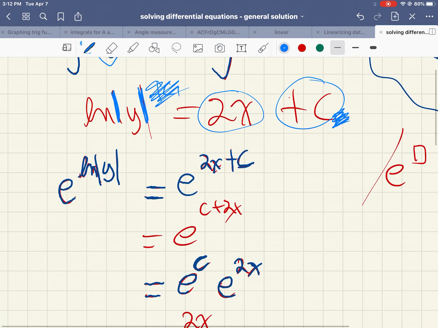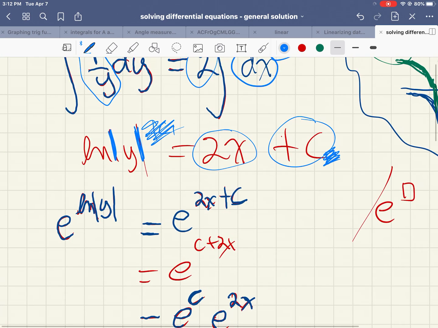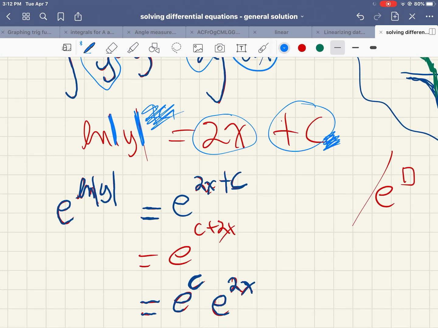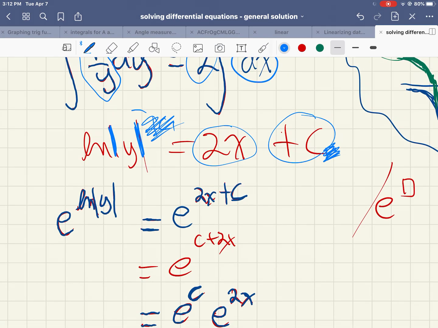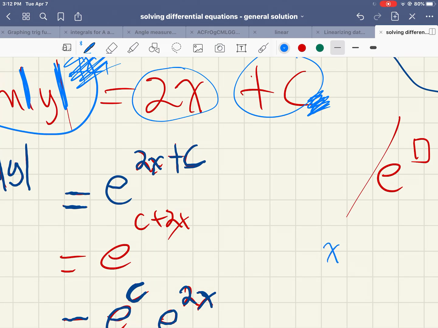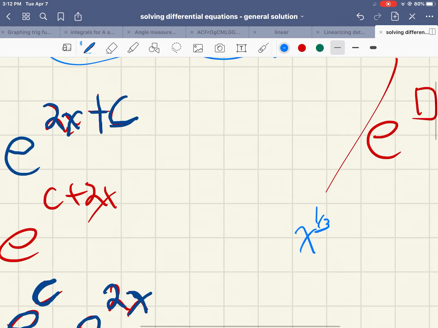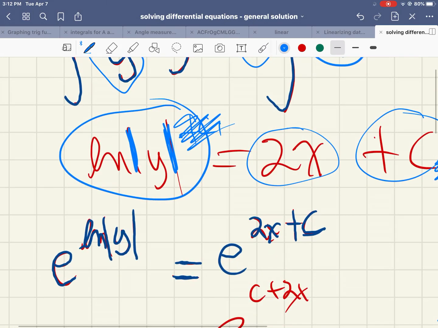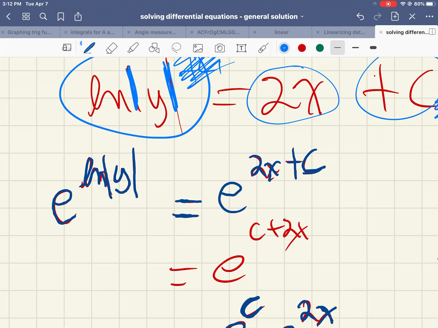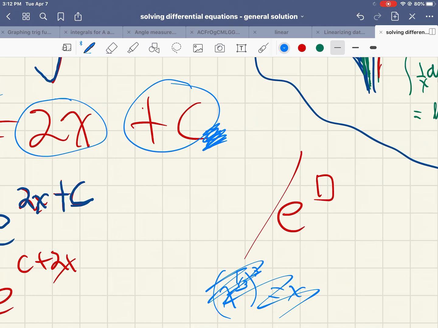Then, what we need to do now is solve for y, because we don't write equations that say ln y. We write equations that say y equals. So what's the inverse? I want to get y by itself, so I have to do the inverse of ln y. Just like if you had x to the 1/3 and you wanted to get x by itself, you'd do the inverse and cube it. Well, it's the same thing here. What's the inverse of ln y? It's e. So I raise both sides to the base e.